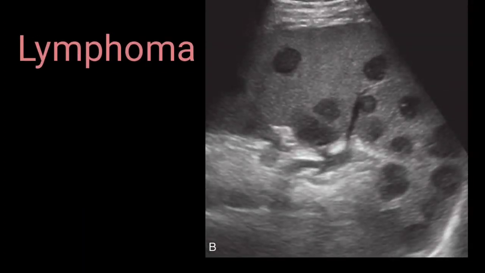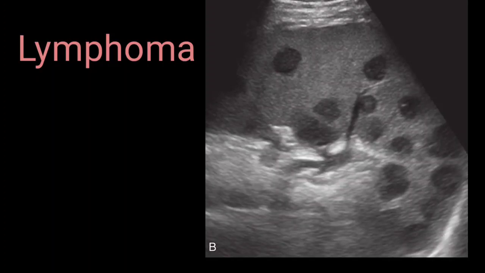This is another slide of the lymphoma. Here you can appreciate the spleen is enlarged and its parenchyma is interrupted by multiple hypoechoic round nodules. These round nodules are arranged in such a fashion that it does not fall in any other disease characteristics. So these are definitely lymphomas.